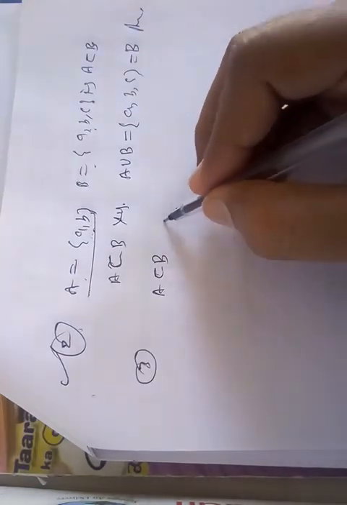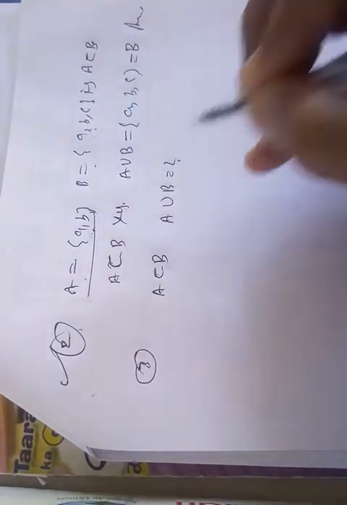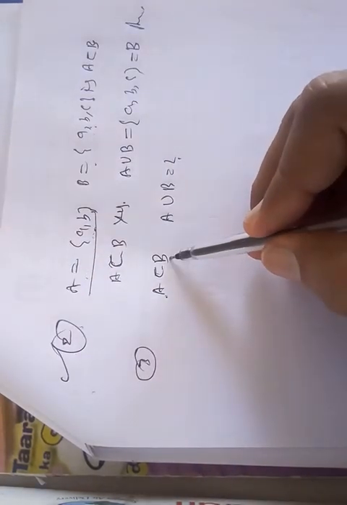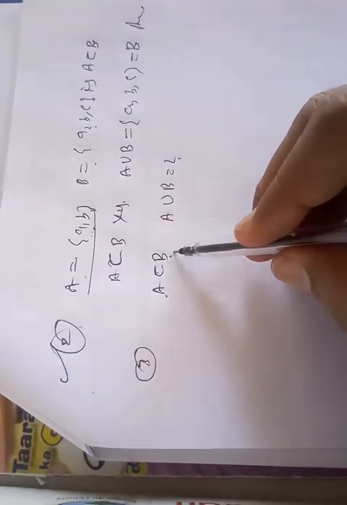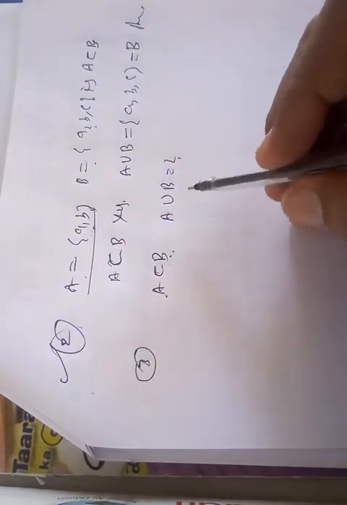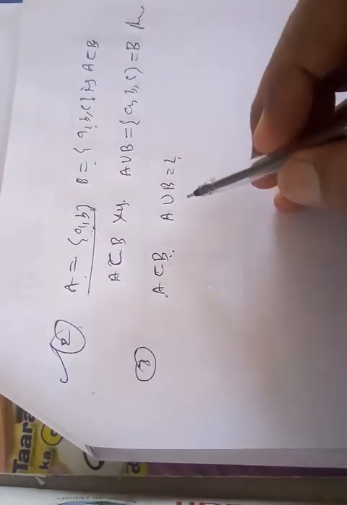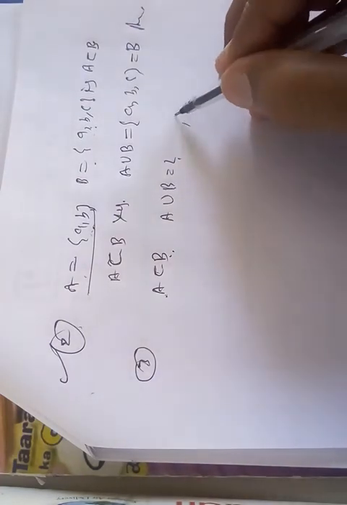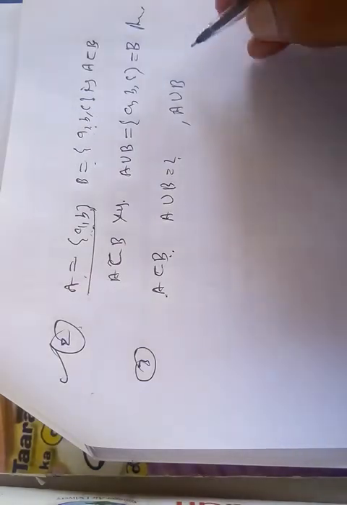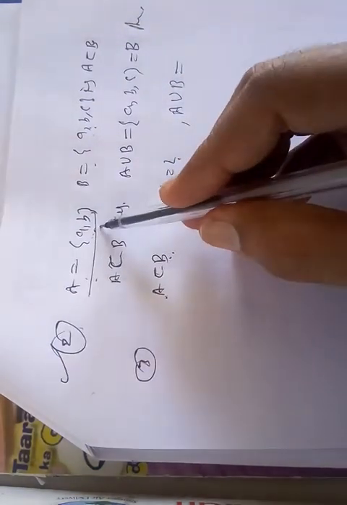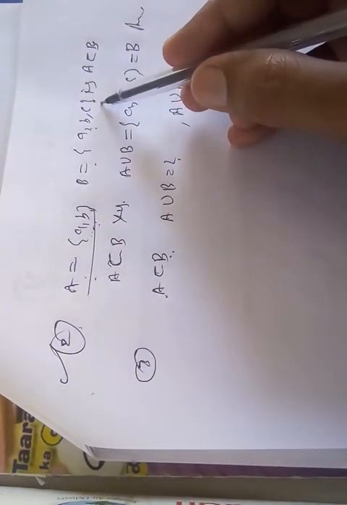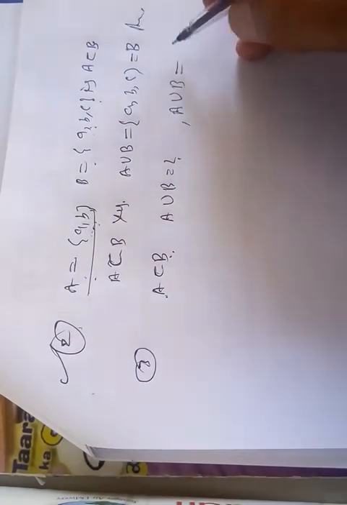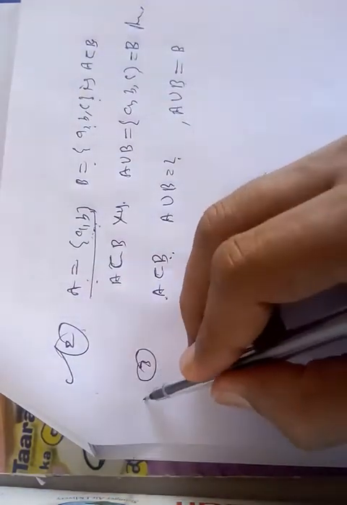Question number 3 is this type: A and B are two sets, and A is a subset of B. Then what is A union B? Since A is a subset of B, all elements of A belong to B, so A union B is B. A union B equals the set with the maximum number of elements, which is B. This is a competition type question.